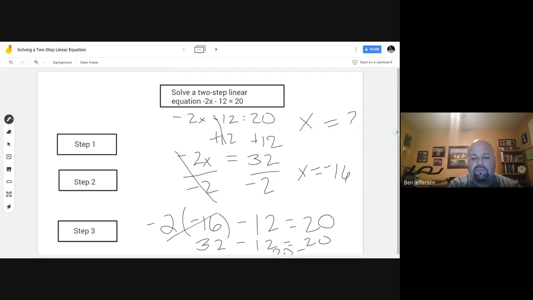Is 20 equal to 20? Yes, it is. So we did it correctly. And that's how you solve a two-step linear equation.